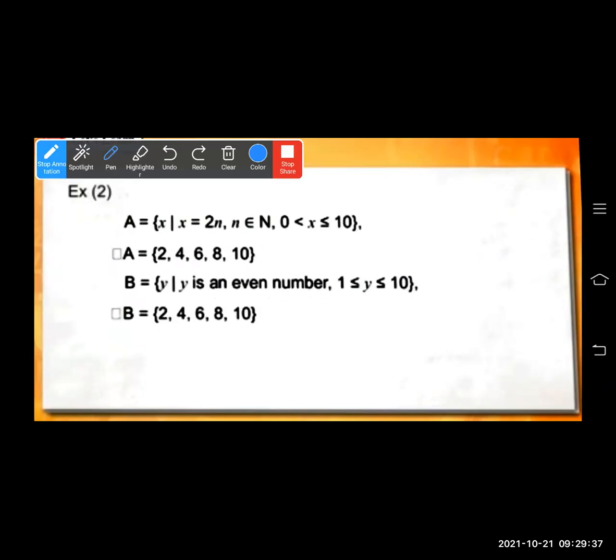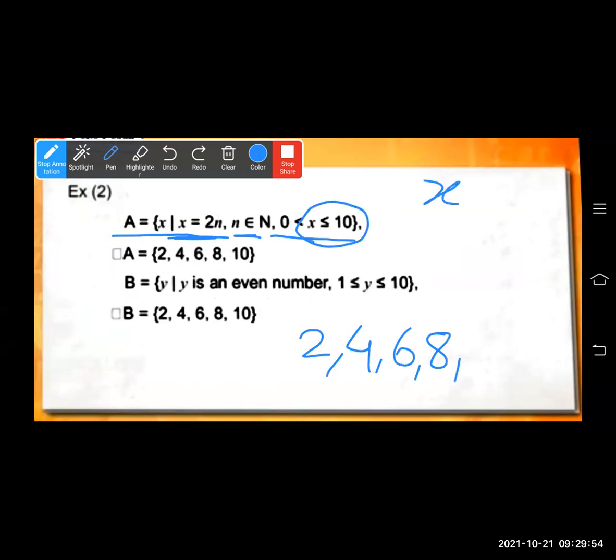A is equal to the set of all x such that x is equal to 2n, where n belongs to natural numbers, and x is greater than 0 and less than or equal to 10. That means the elements are: 2 1s are 2, 2 2s are 4, 2 3s are 6, 2 4s are 8. Less than or equal to 10 means 10 is included. That means 2 5s are 10 is also coming.